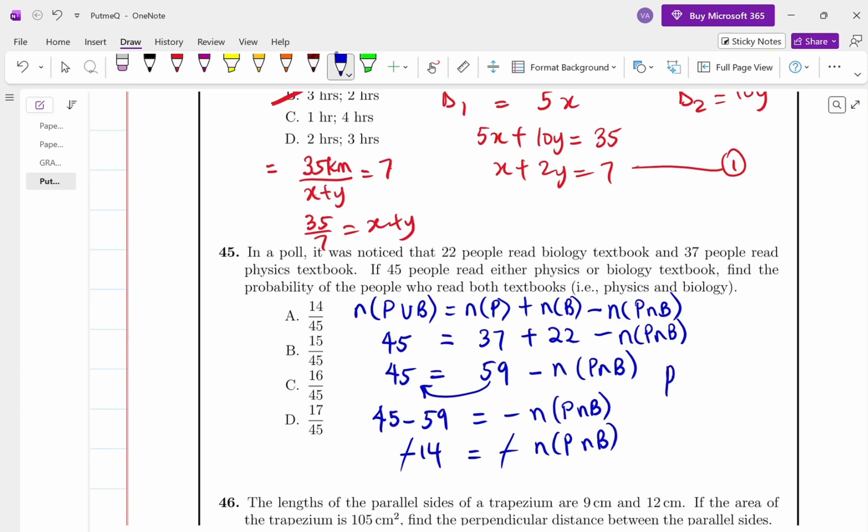So the probability this time around will then become, how many read both? 14. Then what is the total number? 45, because the poll contained 45 people. So the answer is A. That's the answer to that very question.